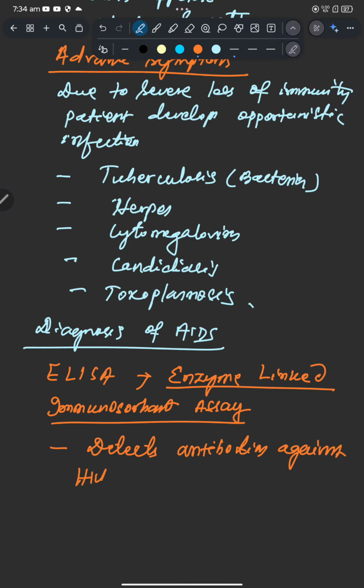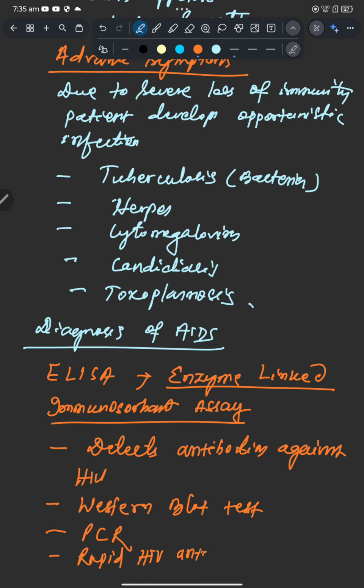इसके अलावा और क्या क्या टेस्ट है? वेस्टर्न ब्लॉट टेस्ट. एक मिनट. वेस्टर्न ब्लॉट टेस्ट, याद रखो ये सारे टेस्ट. देन PCR एंड रैपिड HIV antibody test. Okay, so these are the tests.